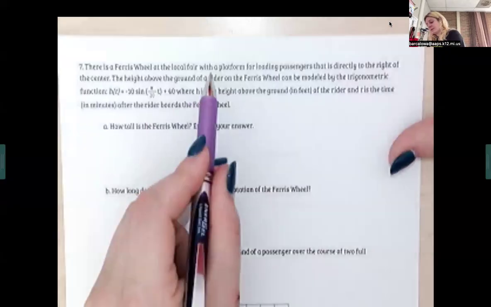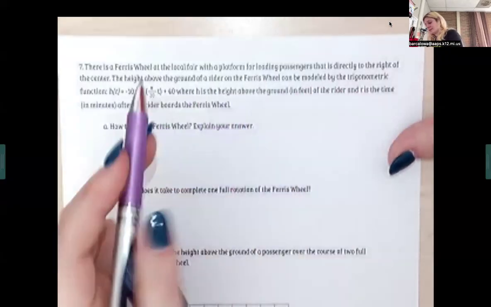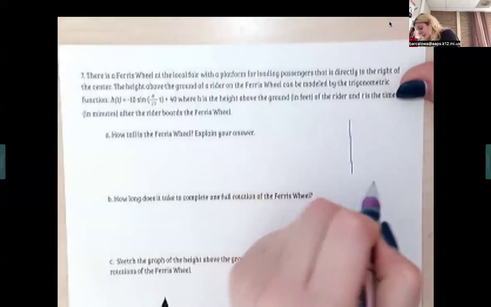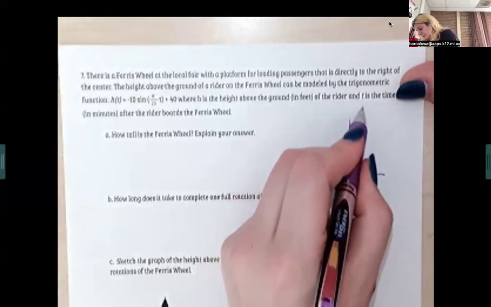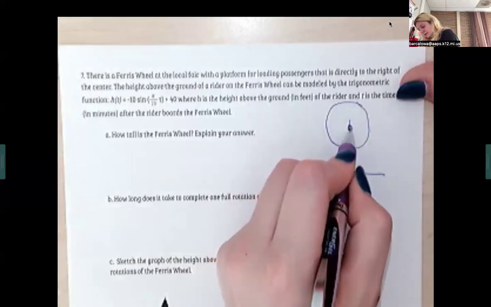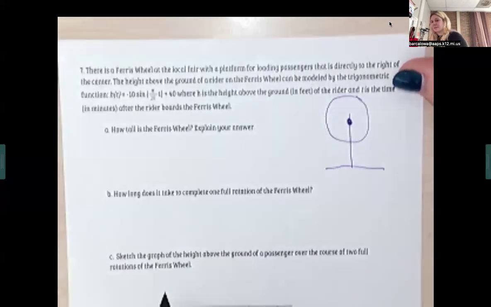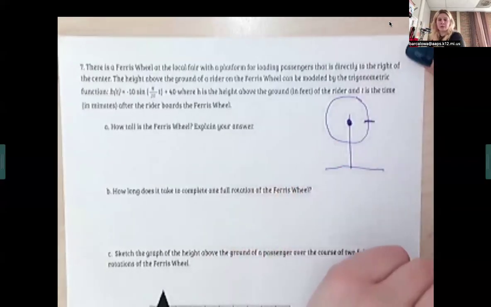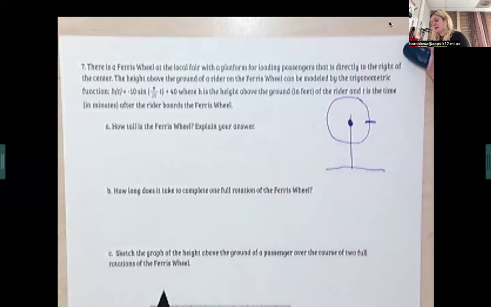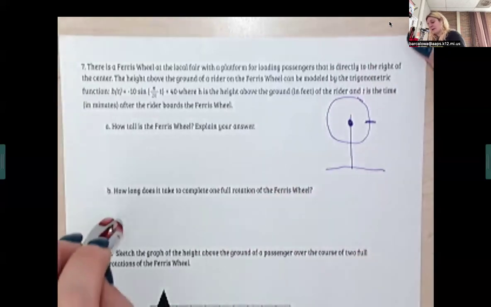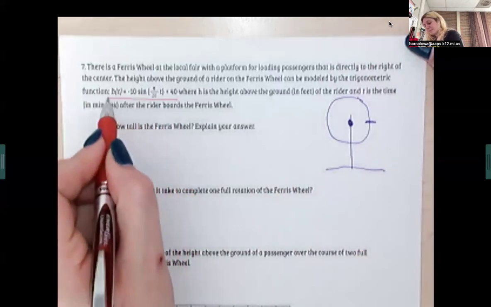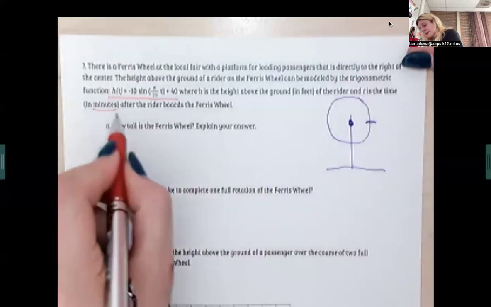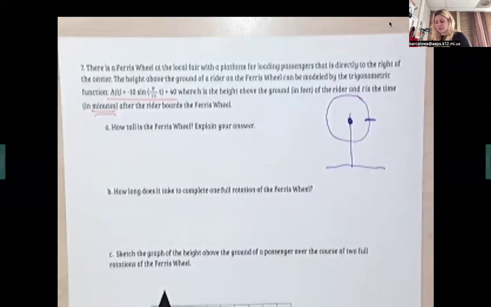So there's a Ferris wheel with a platform for loading passengers directly to the right of the center. Okay, let's draw a little picture here, kind of make sense of our Ferris wheel. Okay, there's our Ferris wheel, and they're loading people on right here. Okay, directly to the right of the center. The height above the ground is modeled by this function. Okay, t is time in minutes after the rider boards the Ferris wheel.